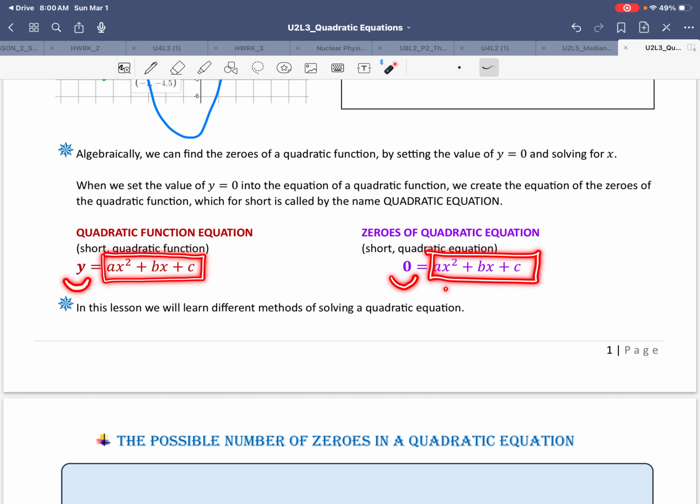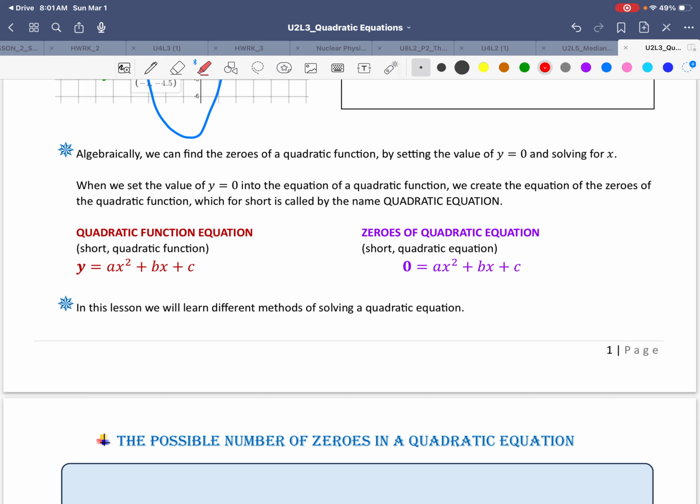Which means that a quadratic equation, which is short for the zeros of a quadratic equation, will tell us at what x values the y is 0, so the value of y is known and it's equal to 0, whereas in this equation, the value of y can be any number, and this is called a quadratic function for short, and this is called a quadratic equation for short. So try to distinguish the difference between the two.